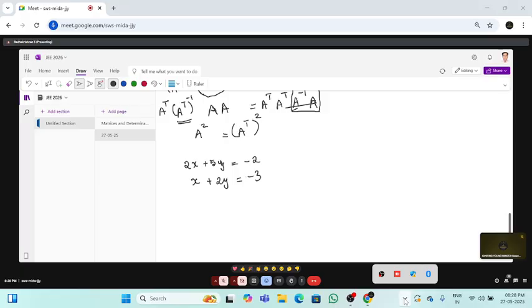You would have solved similar problems in algebra. You can eliminate one variable, substitute one variable into the other, and solve it. Or there are other methods also. You can multiply the first equation by a number and the second equation by another number, then add or subtract so that one variable gets eliminated.